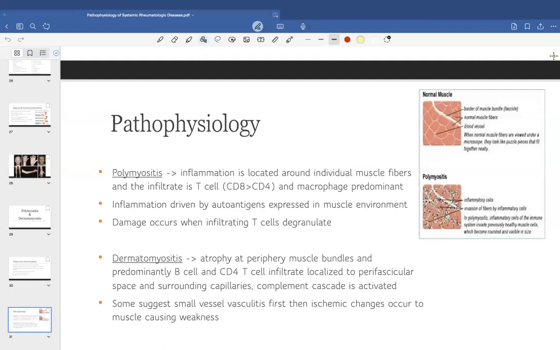And what happens, it also affects the capillaries, and it activates your complement cascade in the dermatomyositis. So there is a difference between these two, although they share a lot of commonality.